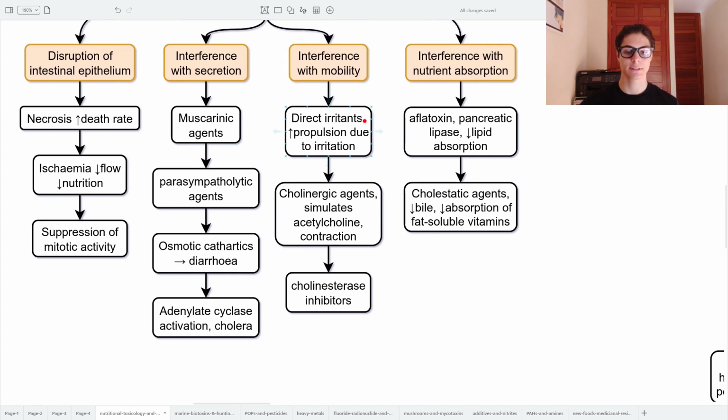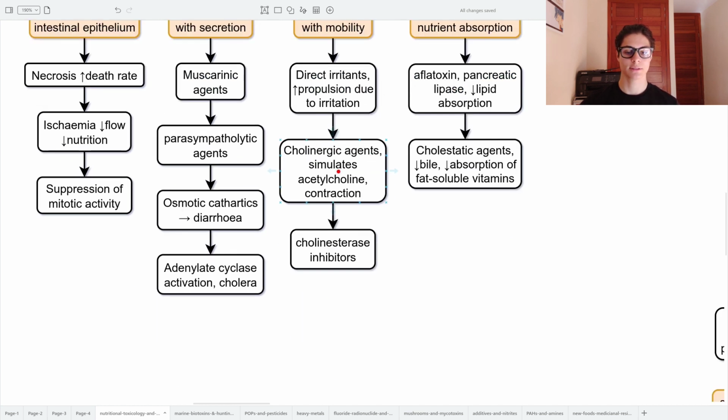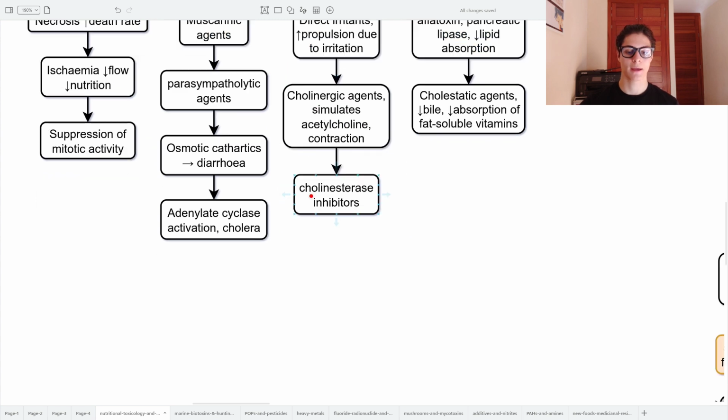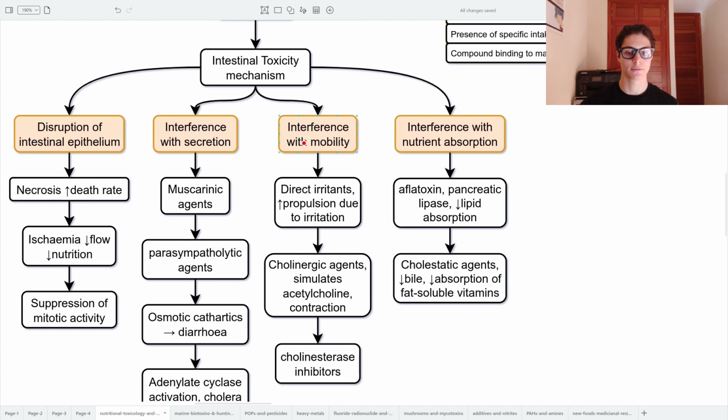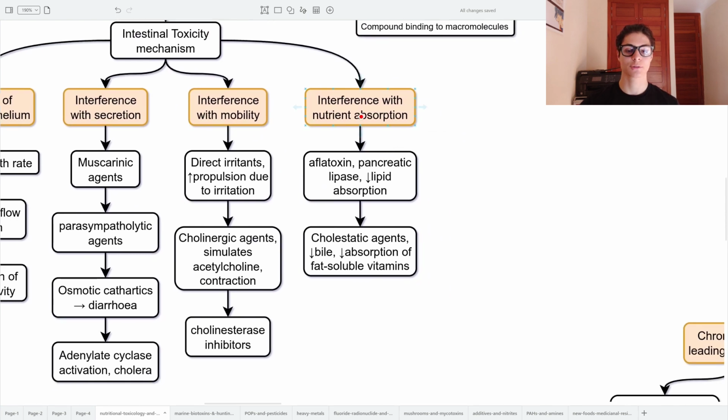There are direct irritants that will create a higher propulsion due to the irritation. The cholinergic agents stimulate acetylcholine and the contraction of the intestine, so it will again promote the propulsion. And the cholinesterase inhibitors are also correlated with this interference with motility. And then last we have the interference with nutrient absorption, which is one of the most important ones.